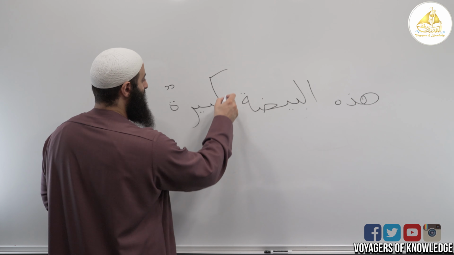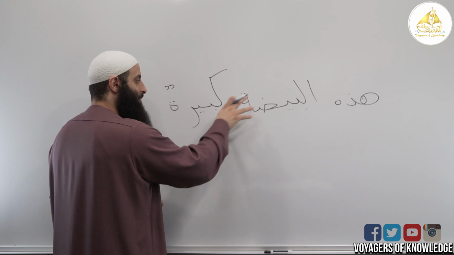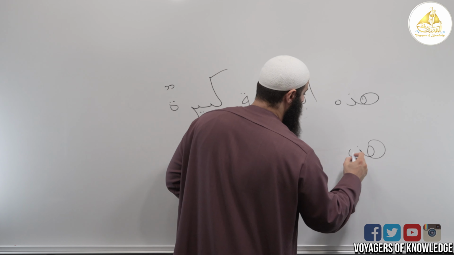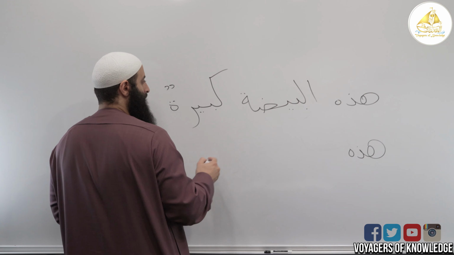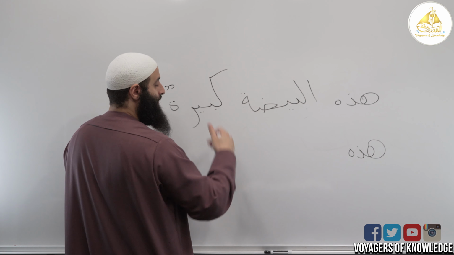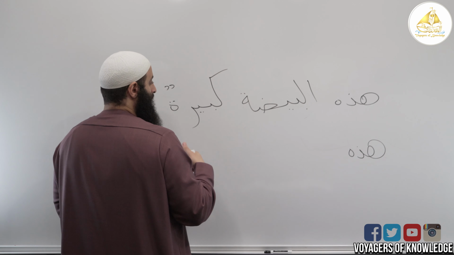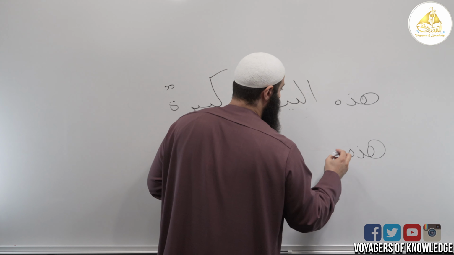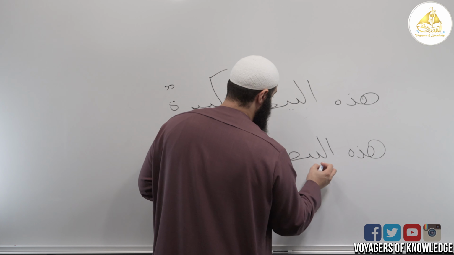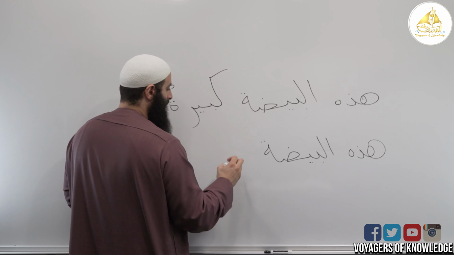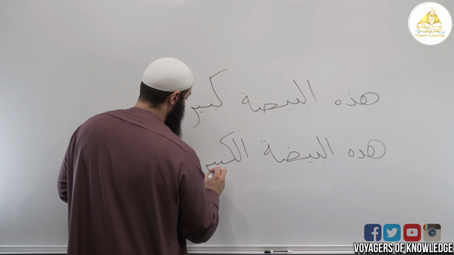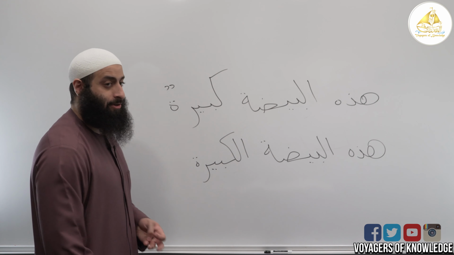What happens if we add al here and we describe the egg as being big? It becomes a description if you do that, because it's going to match in everything. See, this is feminine, that's feminine. This has alif and lam, we're going to add alif and lam, right? The nahw is the same. هذه البيضة الكبيرة. Does the meaning change here? Yes, it changes.